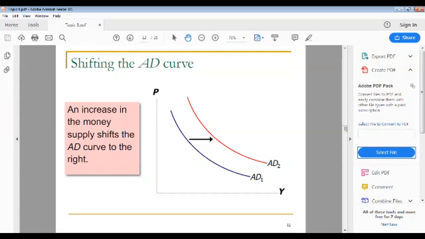I'll repeat that again because that's essentially what the slide is saying. These are the stimulative effects of expansionary monetary policy: stimulating the economy, boosting the economy through expansionary monetary policy. That's what it looks like.